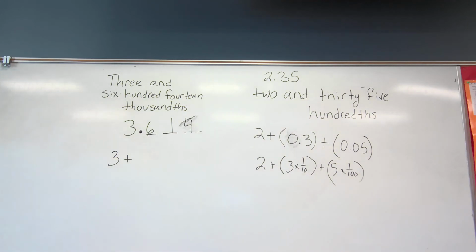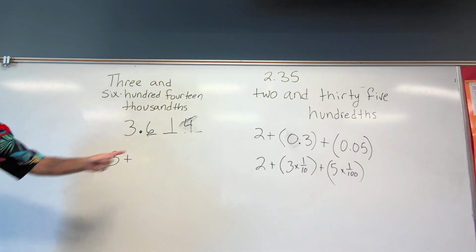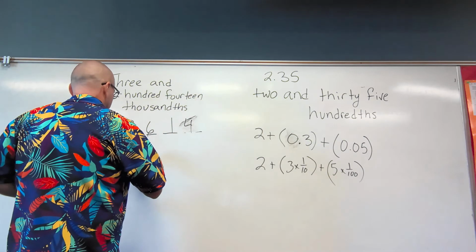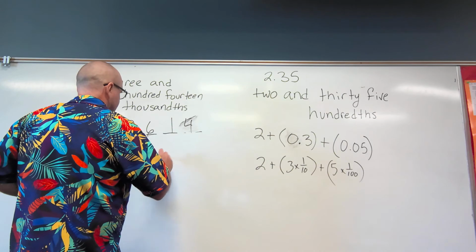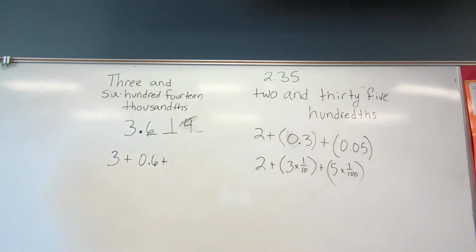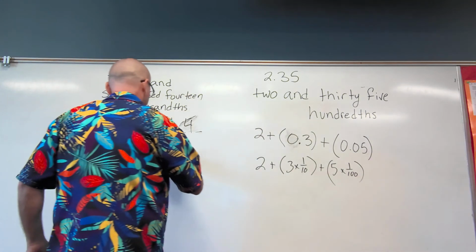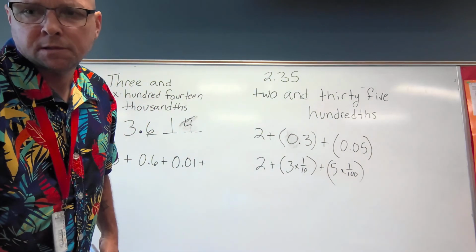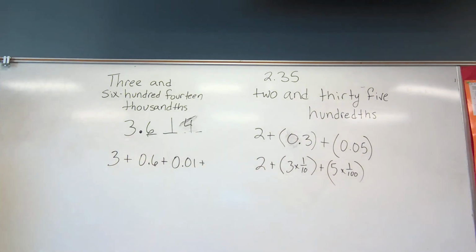Bella, what do I go to next? 6. 6 what? What's the value of the 6? 6/10. So plus 6/10 plus, Michael C. 1/100. Plus 1/100 plus, Grayson. 4/1,000.